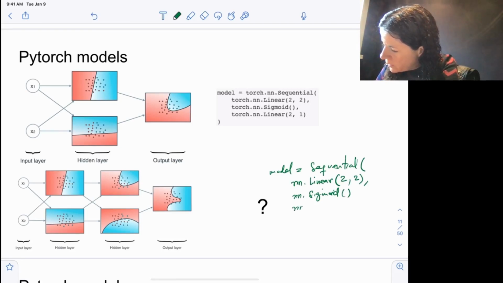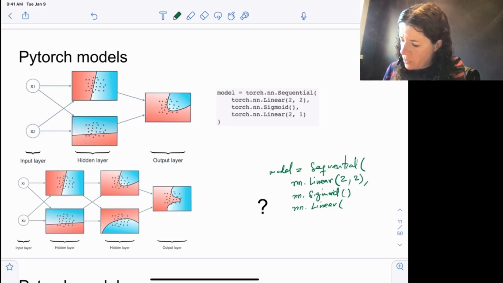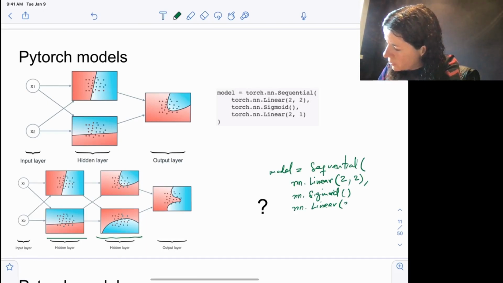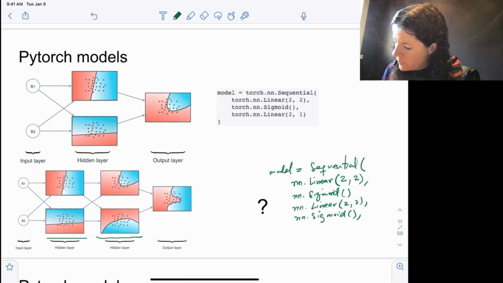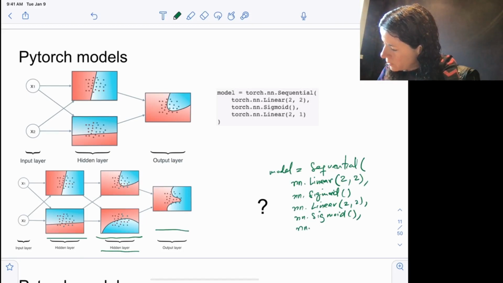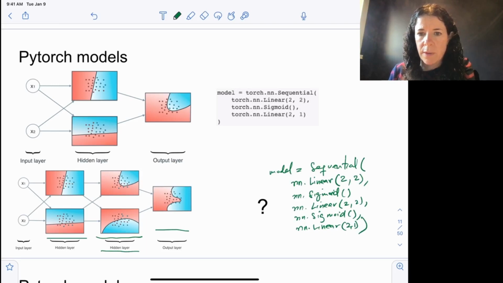And then we have nn.Linear, and this is also going to go from 2 inputs to 2 outputs, so it's going to be a 2, 2. Then we are going to have a sigmoid again. And finally, we're going to go from these 2 inputs to 1 output, so it's going to be another linear layer. So this is the model that we will get.